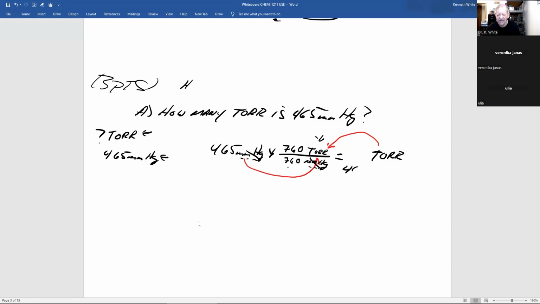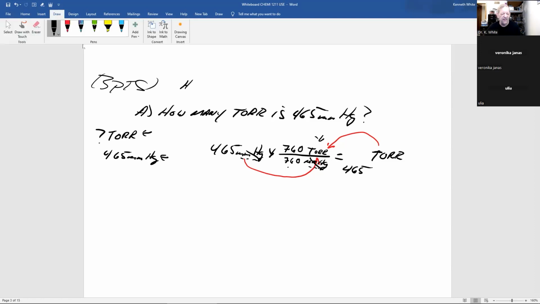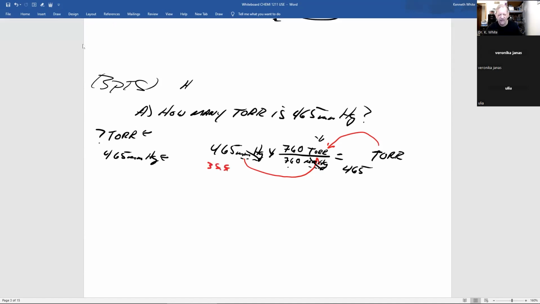So this is what I get. Now, don't forget, when you do multiplication and division on test number 3, like question 2, we'll say, please use proper significant figures for all calculated answers. So this is 3 significant figures. This is an exact number. This is an exact number. And therefore, our answer is 3 significant figures. We're done.